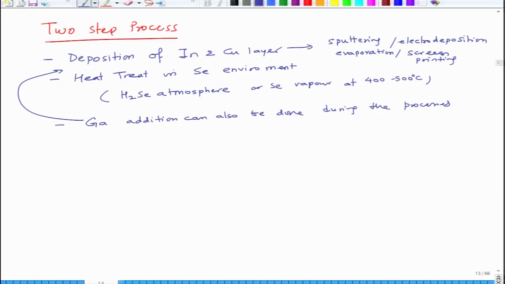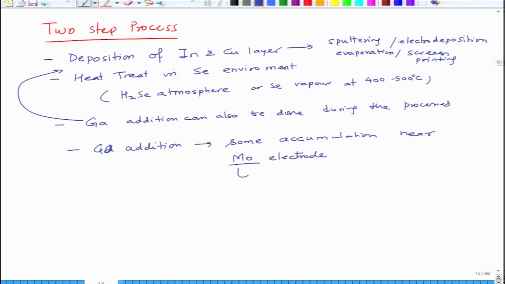Generally, gallium addition leads to some accumulation near the molybdenum electrode, and what forms there is generally a junction which is CuInSe2/CuGaSe2, and this would be near Mo. So, it would be like that.